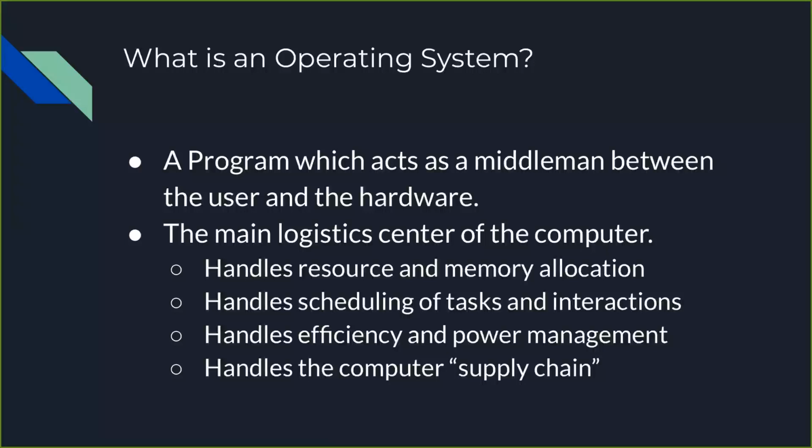An operating system pretty much acts as a middleman between the user and the hardware. Whenever you interact with your computer through the user interface, whenever you point and click at something, whenever you run a program in the terminal, you're interacting with the operating system, not directly with the hardware. Operating systems are the main logistics centers of computers. They handle resource and memory allocation, scheduling of tasks and various interactions, and also efficiency and power management.